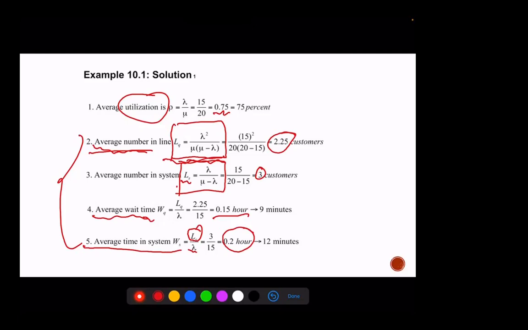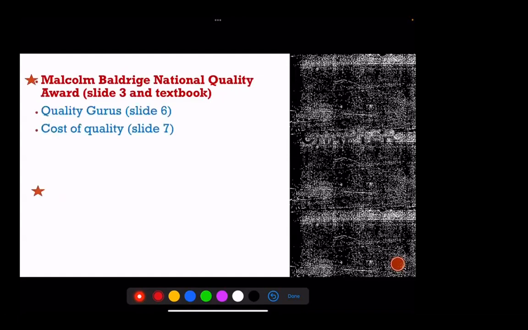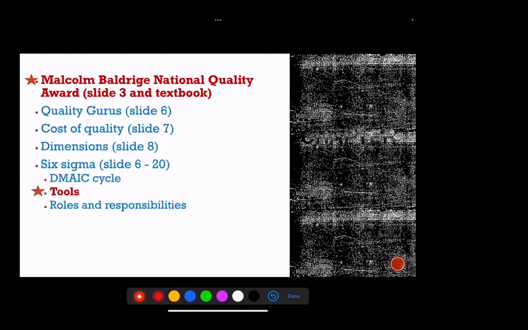If no, we just move to chapter 11. Chapters 11, 12 and 13 talk about quality management. Both of these chapters talk about how to manage quality, and in chapter 12 here we focus on TQM and Six Sigma. Those 2 are the important philosophies in operations management to manage quality.